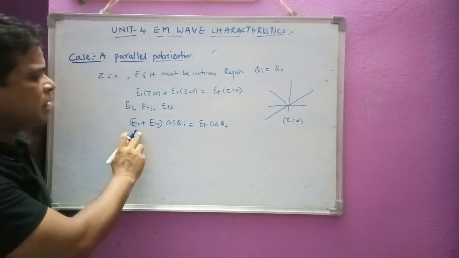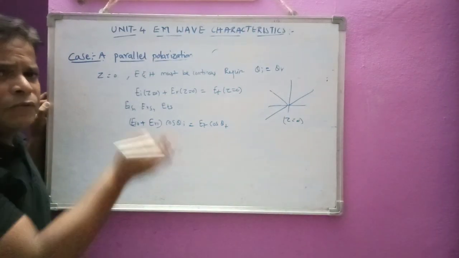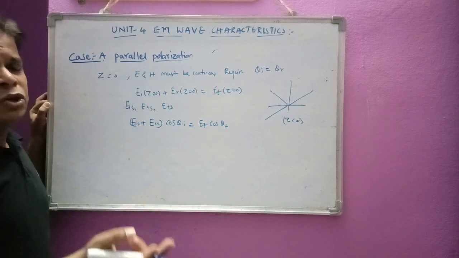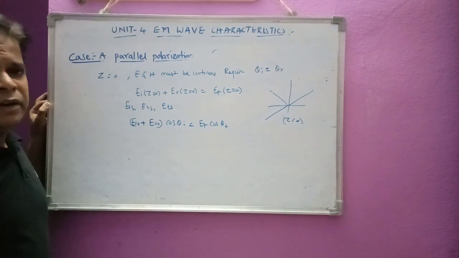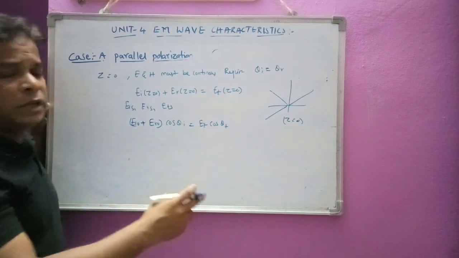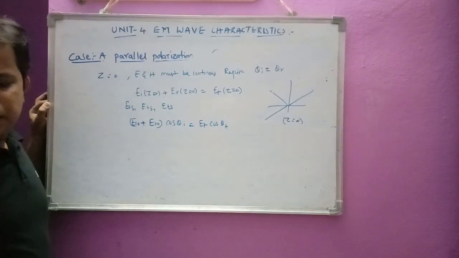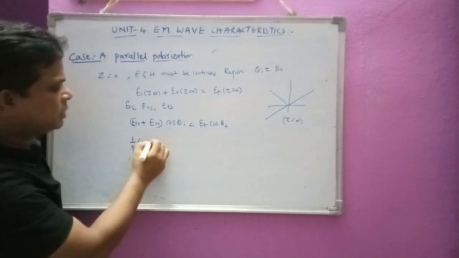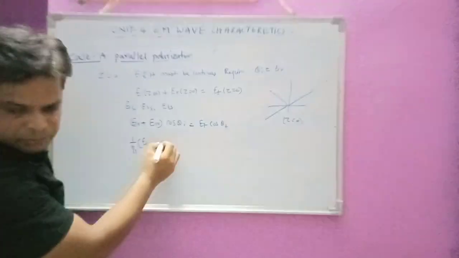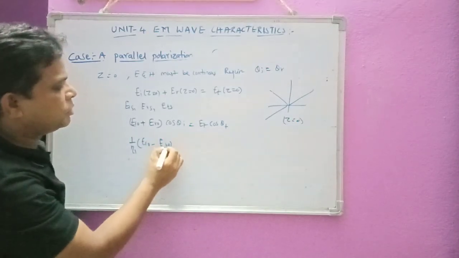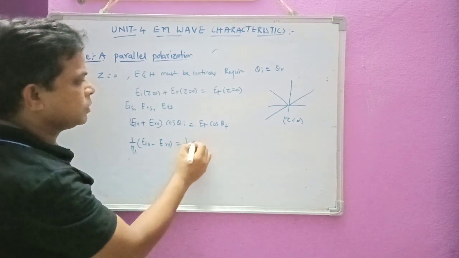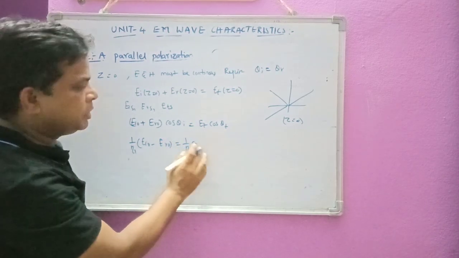Now from the second set of equations, that is from the magnetic field, we have changed HI0 to EI0 by eta 1, HR0 to ER0 by eta 1, and similarly HT0 to ET0 by eta 2. So now I can write 1 by eta 1 times EI0 minus ER0, because the reflected field will be in the opposite direction, that's why we write minus here, equals 1 by eta 2 into ET0.